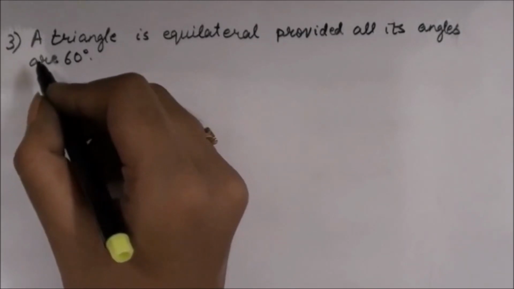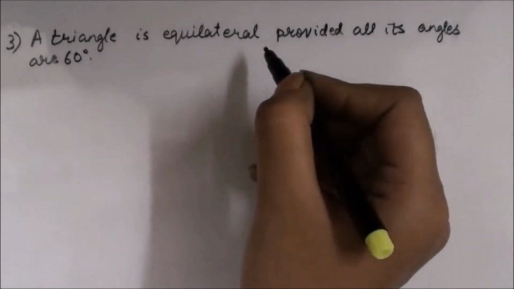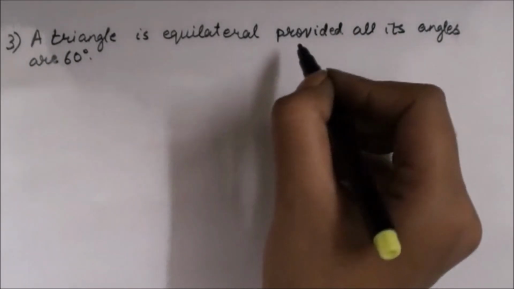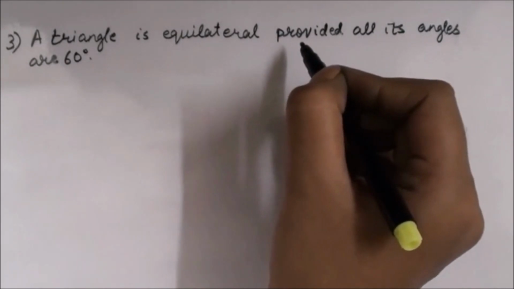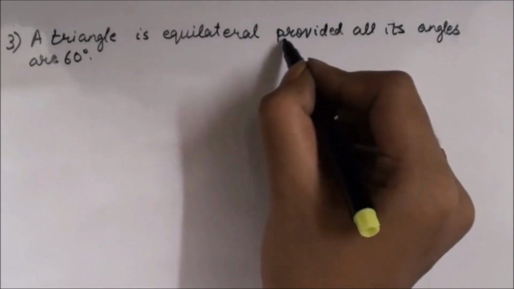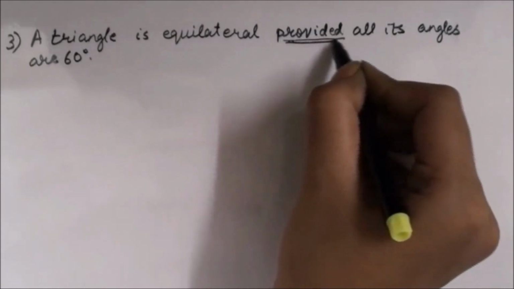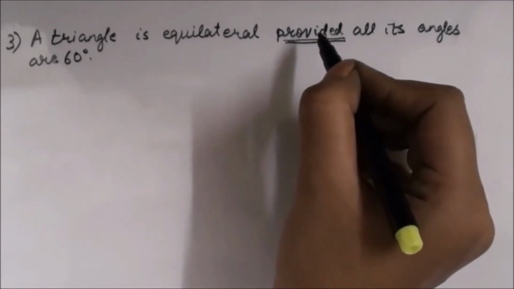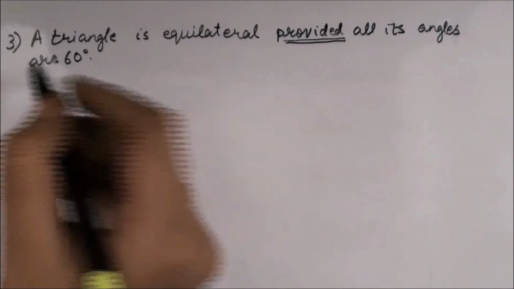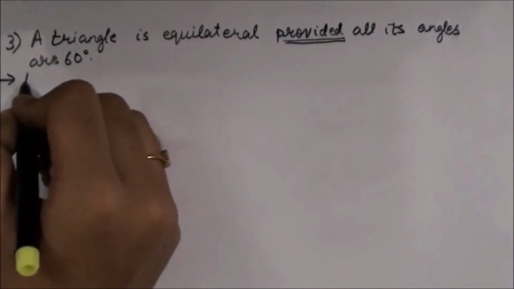Next question is, a triangle is equilateral provided all its angles are 60 degrees. Now, you can see that this statement is not in the form which we had learned earlier because the two statements are combined using this word provided. So we have to decide which form of statement this is. So first let us write both the statements separately.